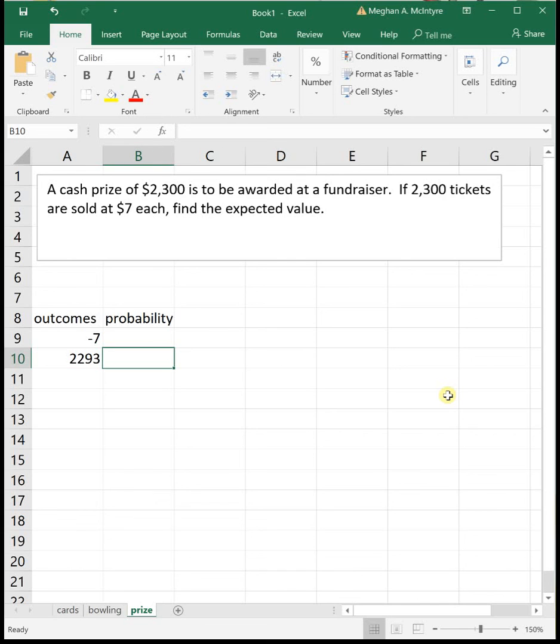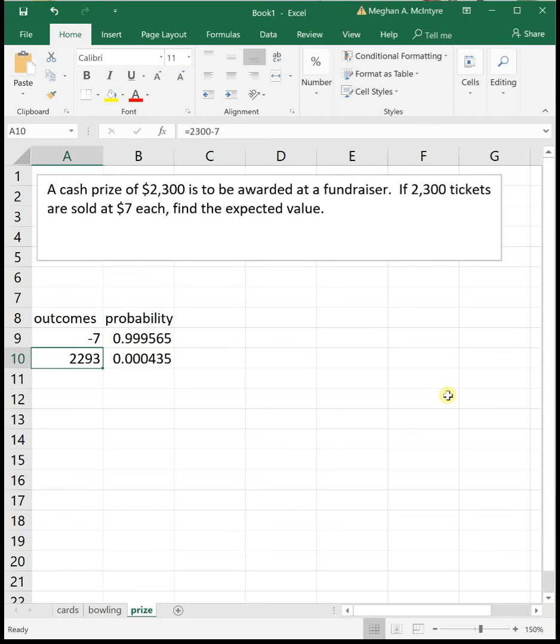Now it says they're giving out a cash prize. That means only one of them. So that means one person out of these 2,300 tickets is going to win the big prize. So the probability of winning is 1 out of 2,300. And then the probability of not winning is everybody else. So that's 2,299 over 2,300.